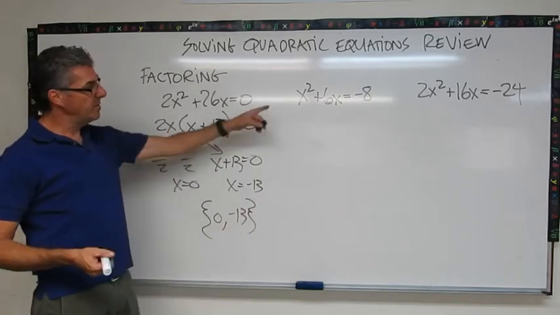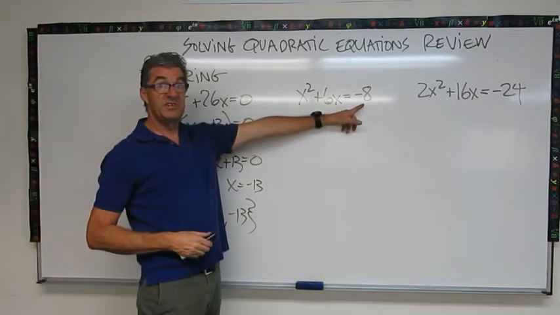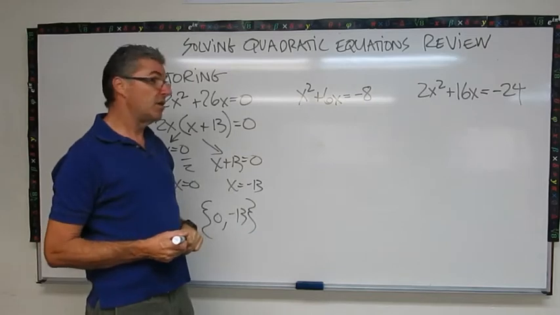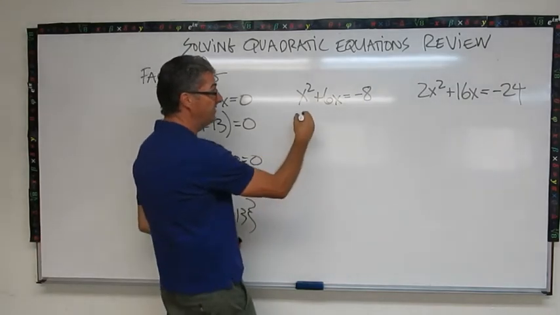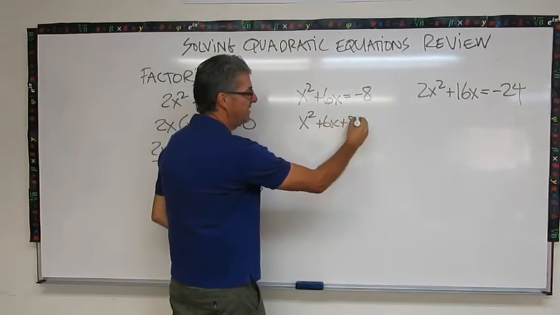Moving on, a little bit more challenging. Now first off, notice I don't have a 0 side. So I have to get everything over to one side so that I have 0 on the other side. So I'm going to add 8 to both sides. x squared plus 6x plus 8 equals 0.